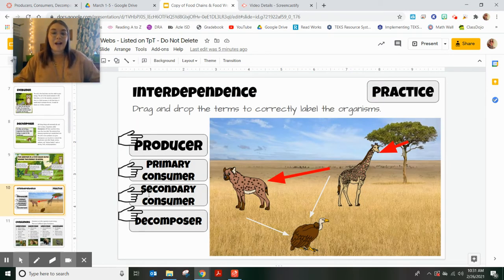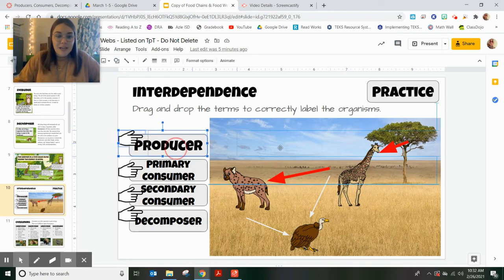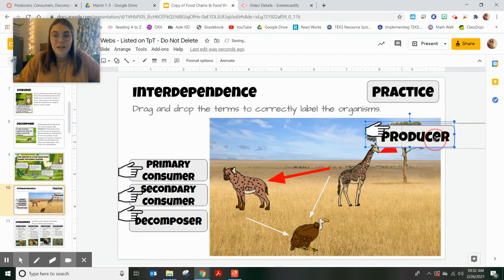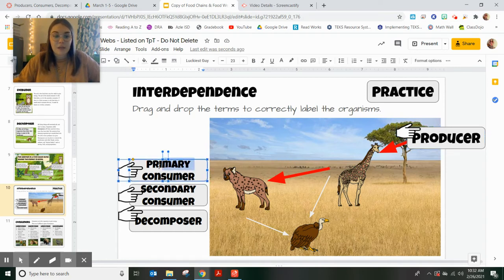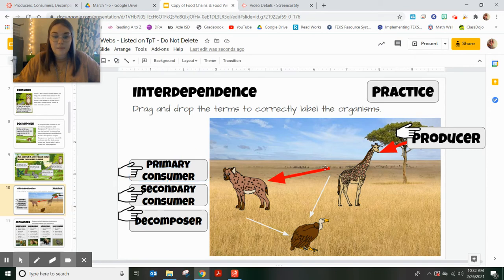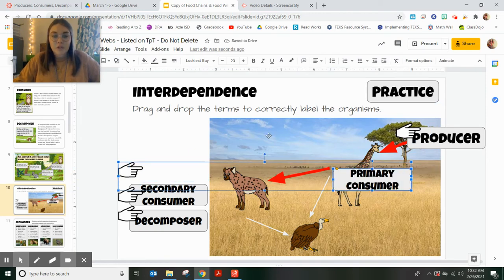So let's go ahead and drag and drop our terms to correctly label the organism. So which one of these is our producer? Producers are plants. I hope that you said this tree is our producer because producers are plants. So then we have the giraffe is going to eat the producer. So what would the giraffe be called? Primary consumer, secondary consumer, or decomposer? It would definitely be this primary consumer. Okay, it's not letting me drag this. Here we go.